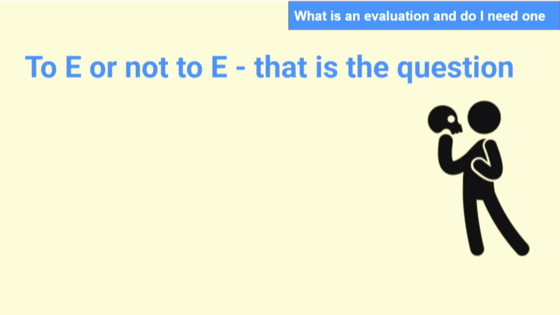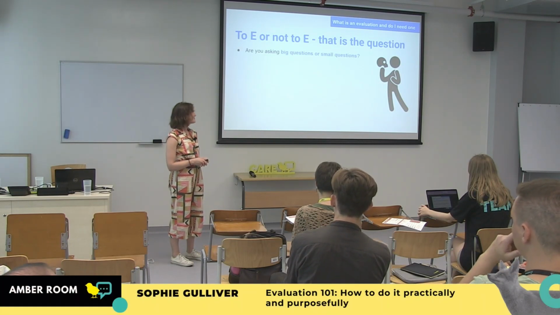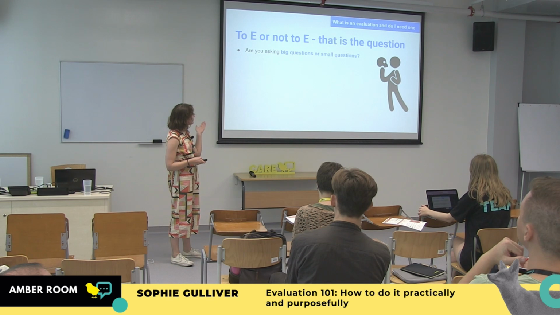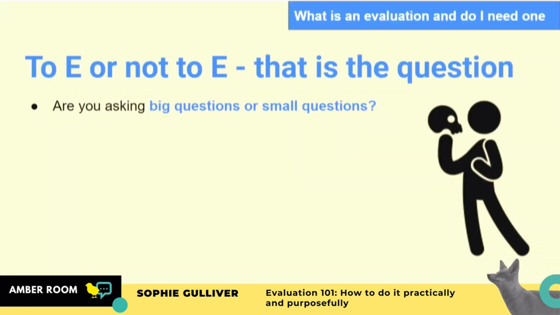Okay, shout out to any Shakespeare fans in the room. To E or not to E, that is the question. So should you do an evaluation? Well, I like to think of 3 questions to help us with this. So firstly, are you asking big questions or small questions? And by that I mean big questions like, are we doing the right thing? Smaller questions, are we doing things right?